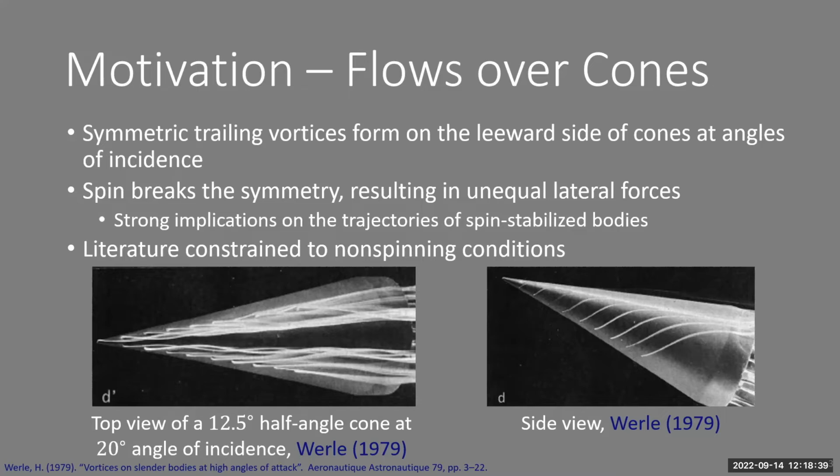The literature seems to be constrained to zero incidence cases and non-spinning cases, where there's very limited information on the effects on the vortical flows for spinning cases. At the bottom are some of the earlier flow visualizations done by Worley in a water tub. What he did was he injected dye at the surface of the cone. On the left is a top view, on the right-hand side is a side view. And we can see the formation of these helical patterns near the leeward side. This is basically what we want to expand on. We want to know, what influence does rotation have on this?